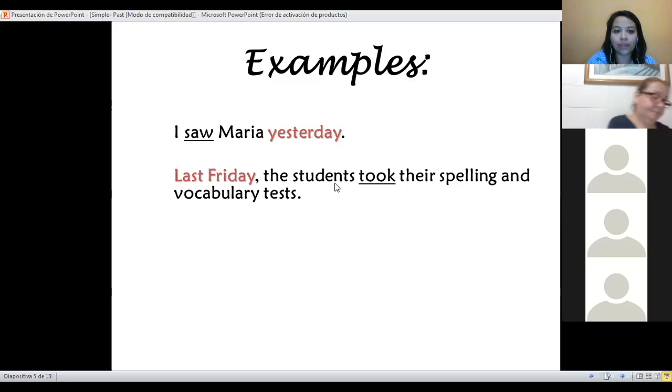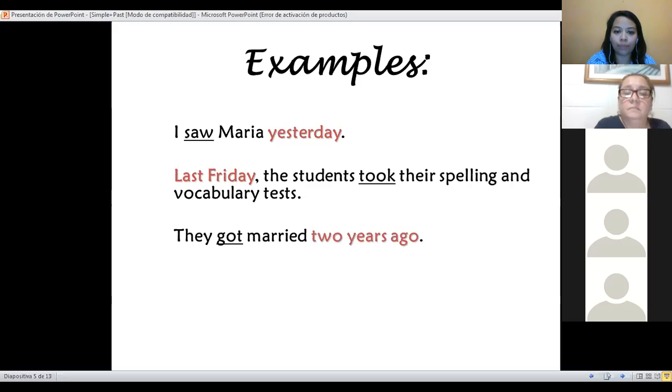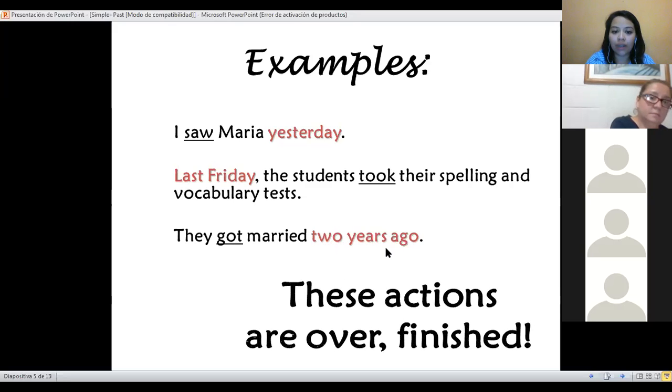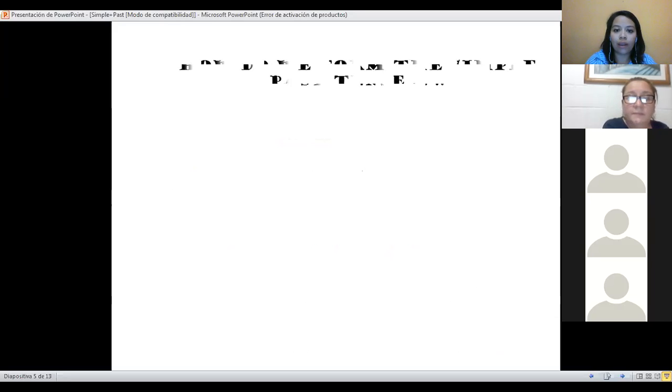Now let's take a look at this one. For example, last Friday, el viernes anterior, last Friday, the students took their spelling and vocabulary tests. Los estudiantes tomaron el examen. All right? So, ya pasó. It's a done activity. Or this one, they got married 2 years ago. Hace dos años. If you pay attention here, ago, va al final. 2 years ago. A year ago. 5 years ago. Hace. All right? To talk about an activity that is over. It's finished. Okay? So, it's done. It's completed. All right?